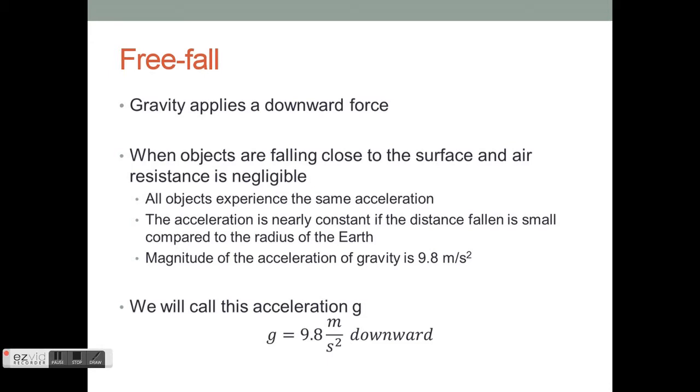So this would work for dropping something off of a tower. It could work for skiing down a mountain. You could even be dropping an object from an airplane and still have the distance the object has fallen be small compared to the radius of the Earth. The magnitude of the acceleration is 9.8 meters per second squared. I usually use the symbol g to talk about the acceleration due to gravity, and the acceleration, when we add its direction, is 9.8 meters per second squared down toward the surface of the Earth.